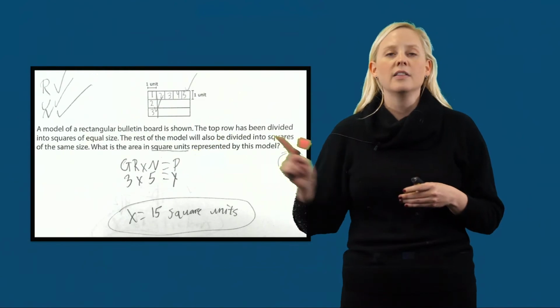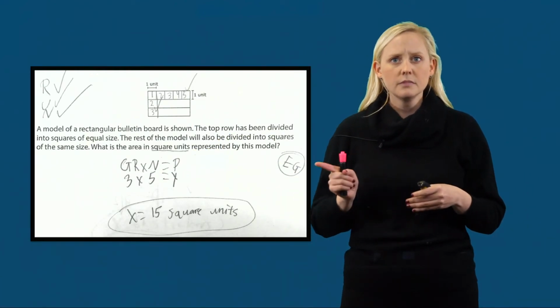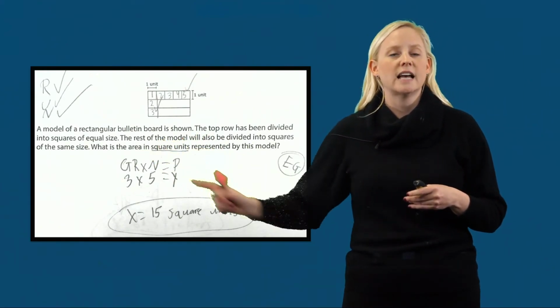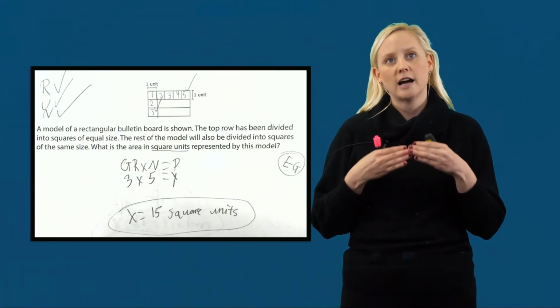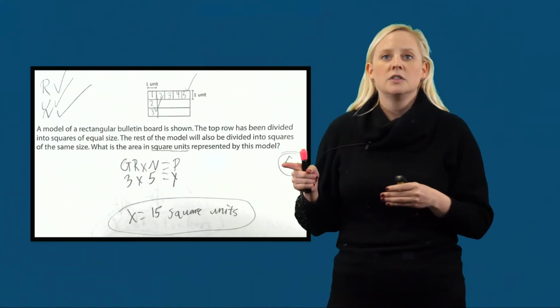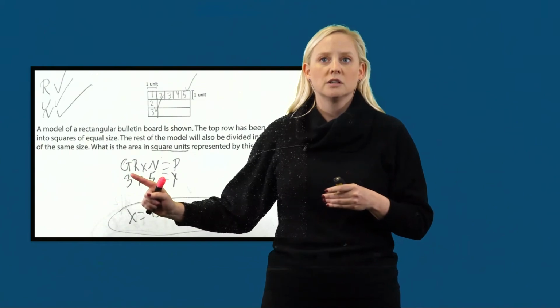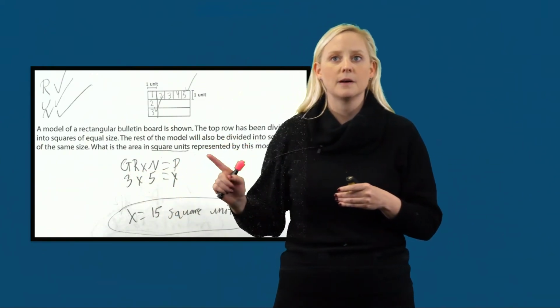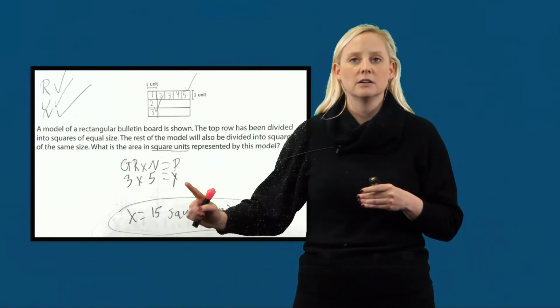The student underlined the label as square units. The student correctly identified this problem as an equal groups problem because the question is asking us about area. Whenever there's a question asking us about area, we automatically know it's an equal groups problem. So then the student wrote the equal groups equation, GR times N is the same as P. The student identified it's asking us about the area, so we're going to put an X under the P.